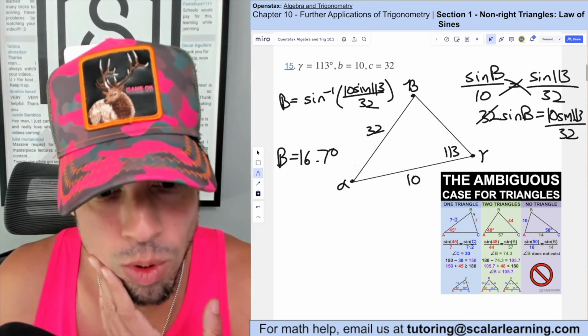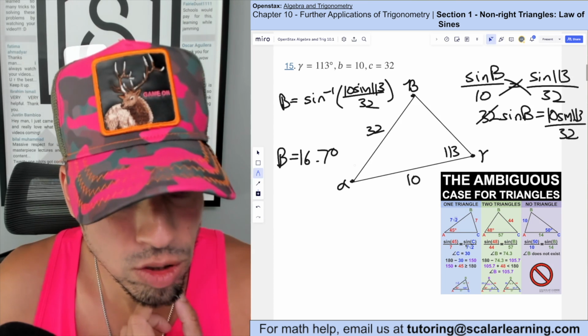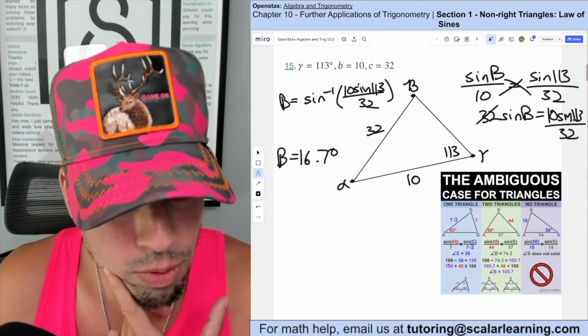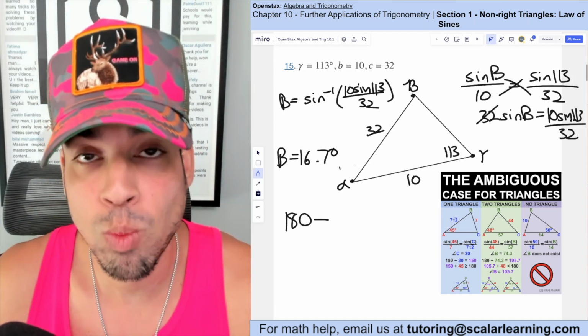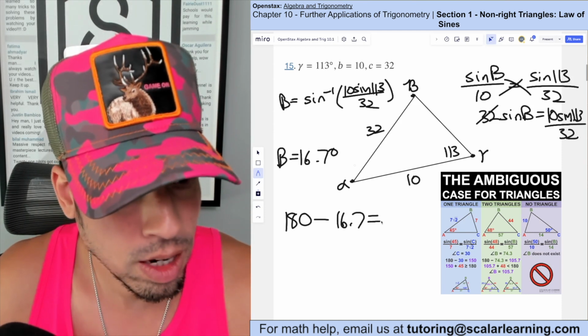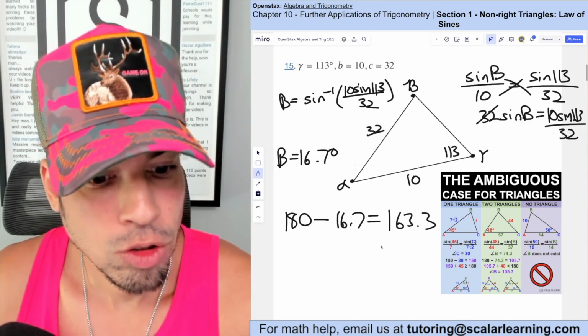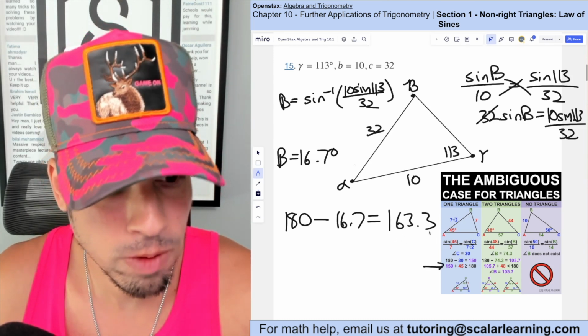Now we got to figure out, do we have one triangle, two triangles, or no triangle? So what we're going to do is take this new angle that we just solved for and subtract it from 180. So we're basically finding what's supplementary to this 16.7. And we get 163.3.